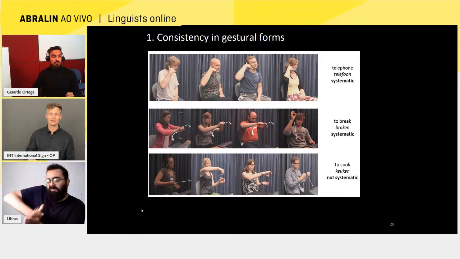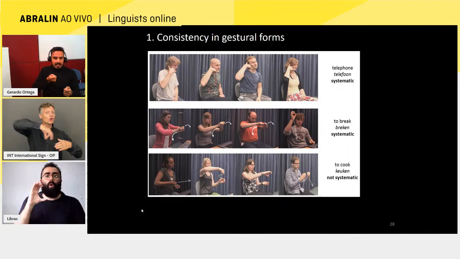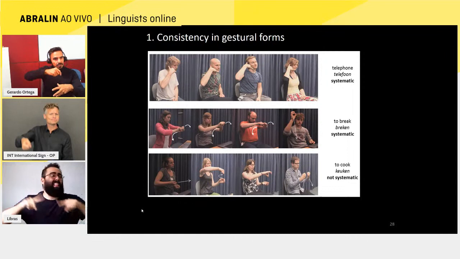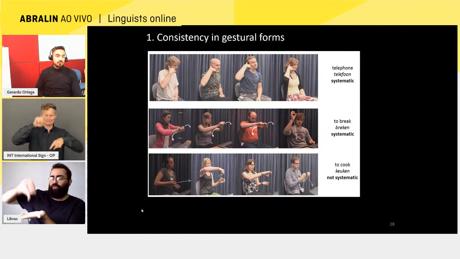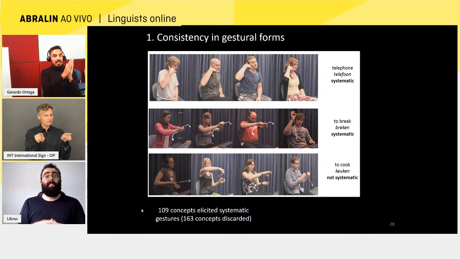And of course, there were some concepts that did not elicit a systematic gesture. In the case of cooking, some people decided to fry, to come up with a gesture that referred to frying something, or stirring with a spoon, or seasoning, or different elements. So we could not find systematic gestures for this concept. But nonetheless, out of all the concepts that we used, 109 concepts elicited systematic gestures with a consistent form across all the participants.